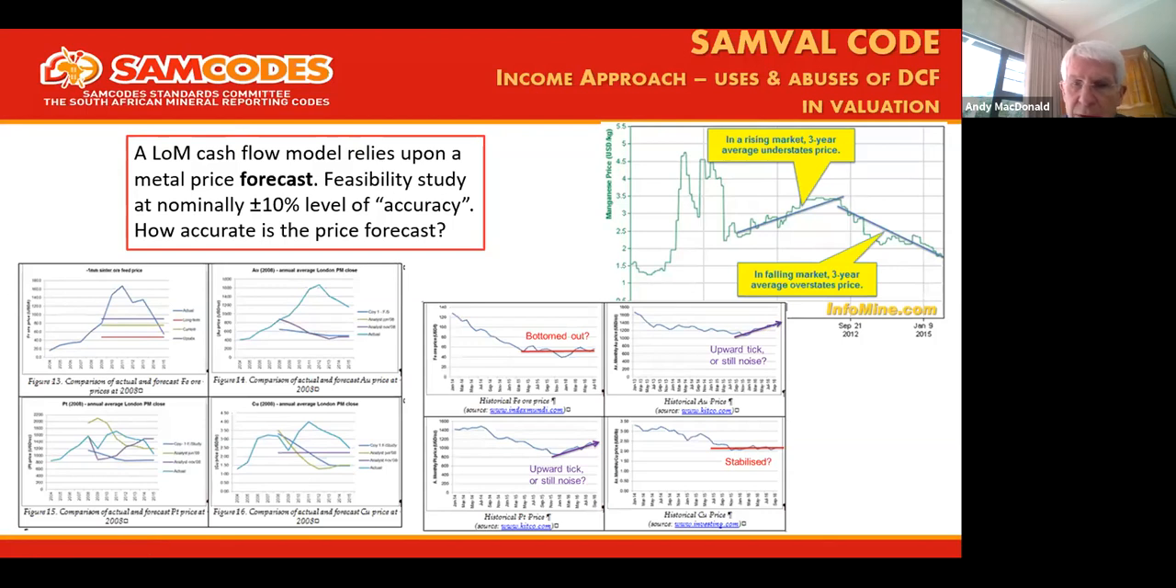So now we have a look at the prices. Okay, these are a bit old, but are the prices now static going forward? Metal price forecasting is always a little bit of an art, and there's no guarantee that the prices going forward are going to be achieved.